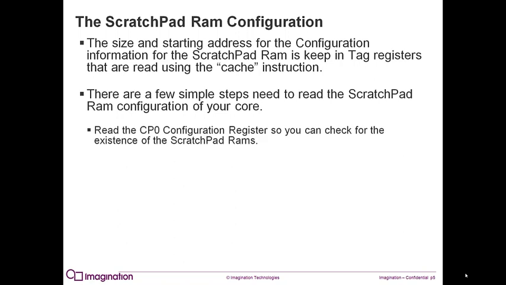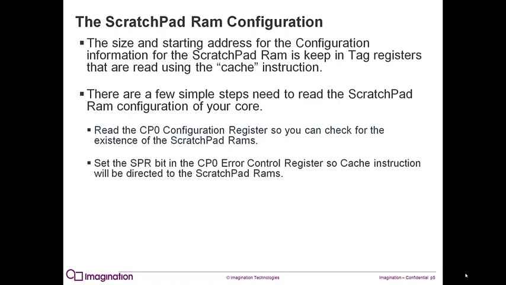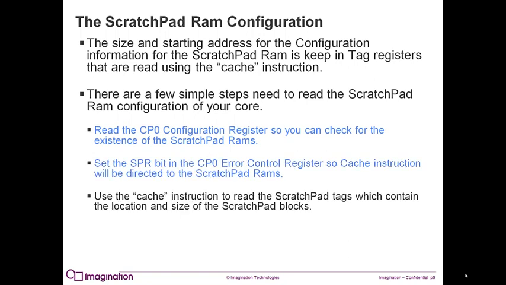First, the code should read the coprocessor 0 configuration register to see if the data or instruction scratchpad blocks exist on your core. Then, to prepare to issue cache instructions to the scratchpad interface, you need to set the SPR bit in the coprocessor 0 error control register so the cache instructions operate on the scratchpad RAM instead of the caches. Last, you need to read the scratchpad RAM tags to get the location and size for the scratchpad blocks.